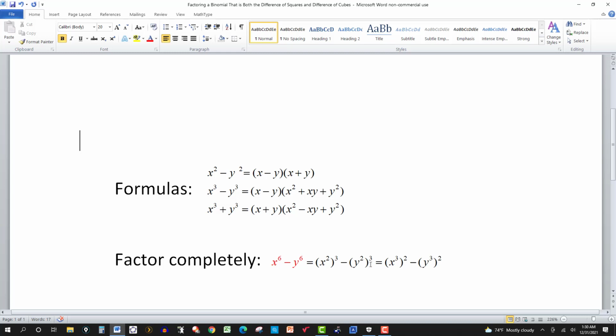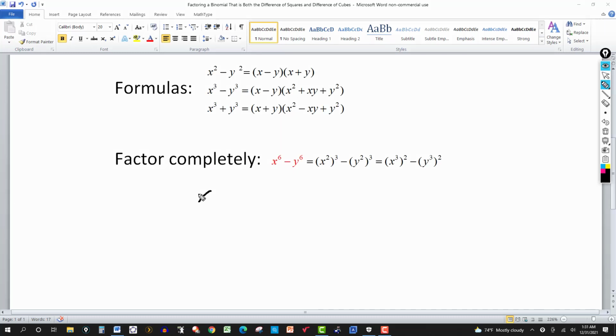In the same way, I can also write it as x cubed quantity squared minus y cubed quantity squared. Again, multiplying the exponents, I get 2 times 3 is 6. Over here, 2 times 3 is 6. So this is just to show you that x to the 6 minus y to the 6 is a difference of cubes and also a difference of squares. So if we're going to factor this, let's look at this.